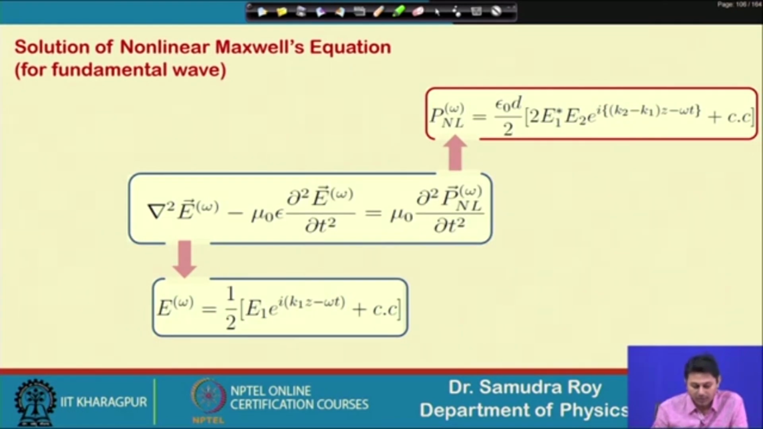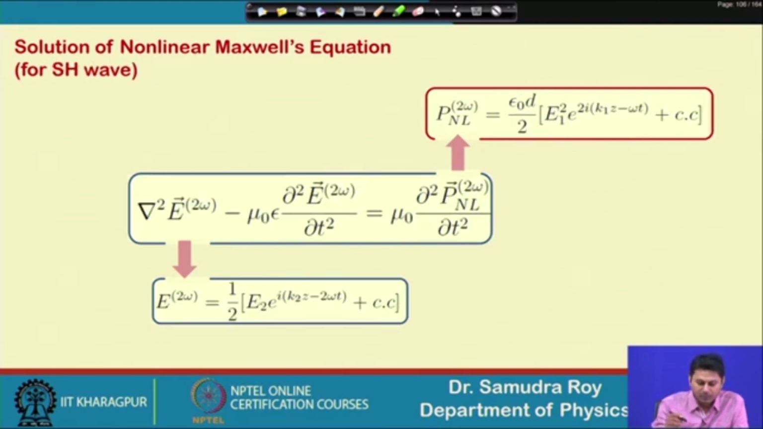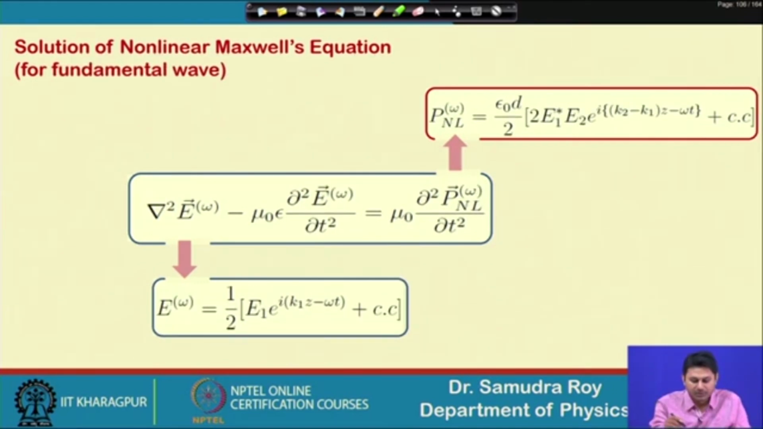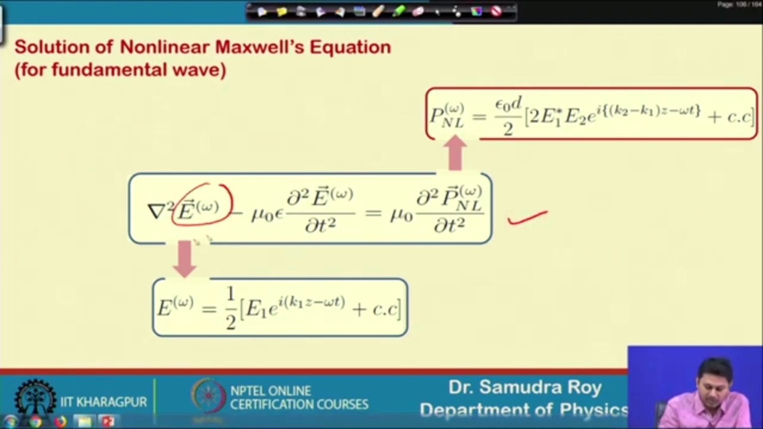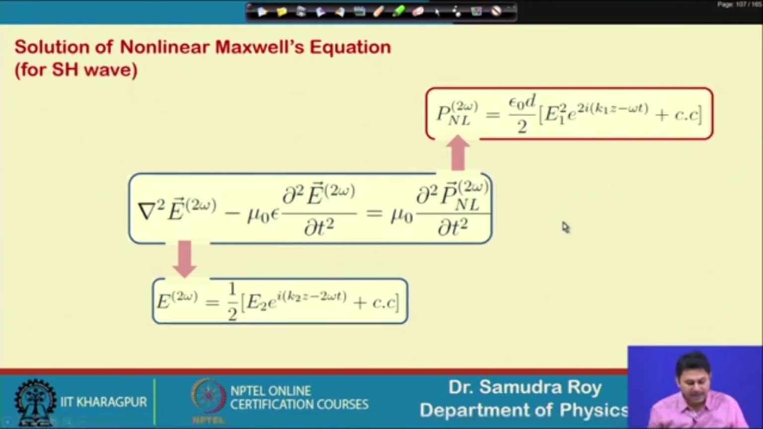So, how to find out how the E omega is going to evolve? We are going to use this equation, this mother equation, where E omega is this and P nonlinear omega is this, that we just derived in the previous page. Also for 2 omega, we will have, this is how the second harmonic is going to evolve.